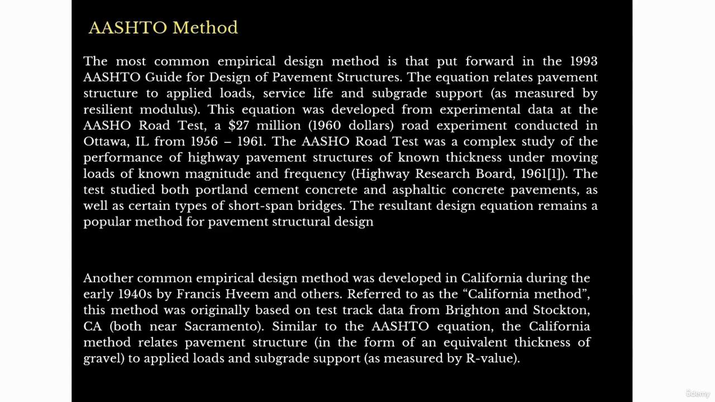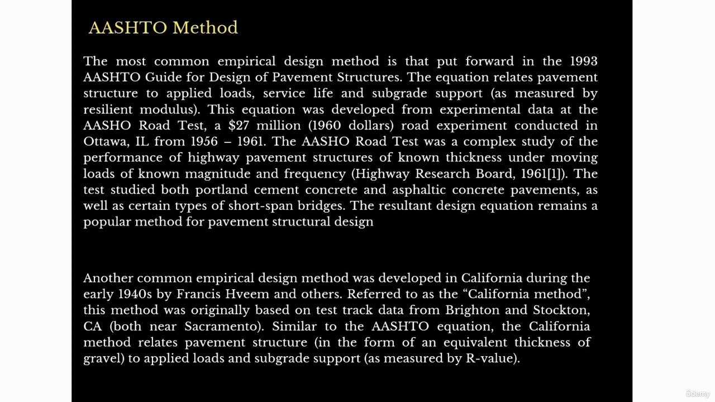The equation relates pavement structures to applied load, surface life, and the subgrade support, as measured by the resilient modulus. You can Google what that is. The equation was developed from experimental data at the AASHO, or AASHTO, road test. This was like a $27 million road experiment, in 1960. The road experiment was conducted in Ottawa, Illinois, from 1956 to 1961. So that was a long time ago.